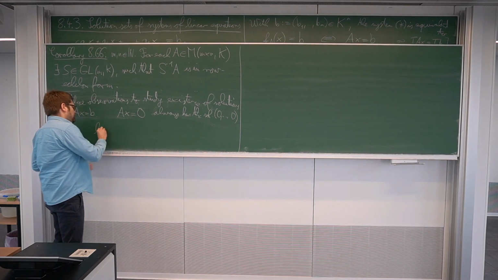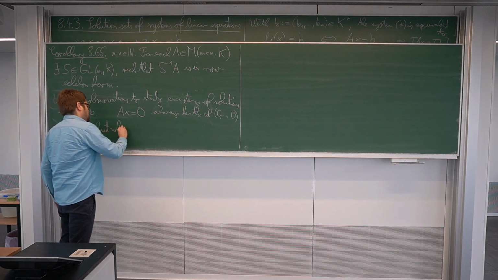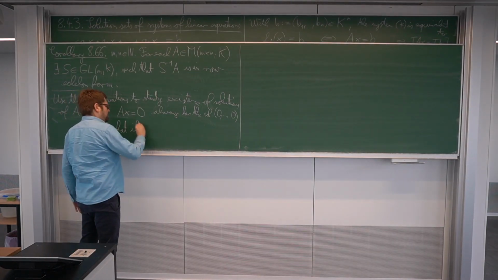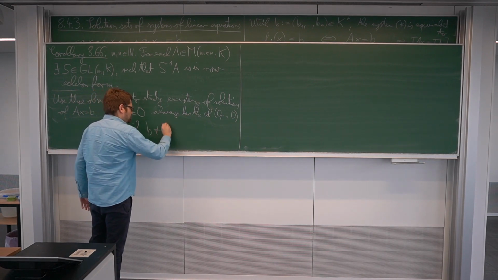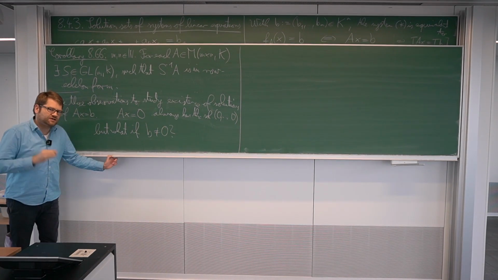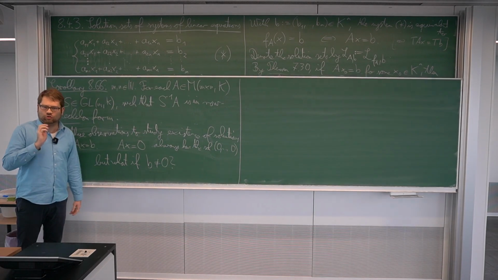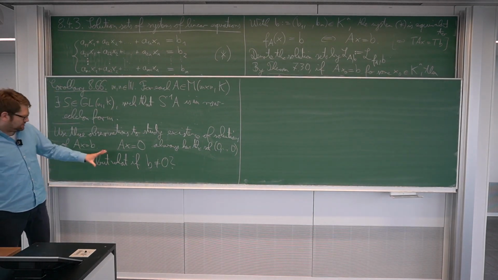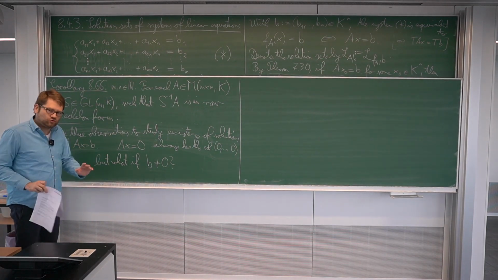But the question is, what happens if B is non-zero? Does this always have a solution? And in general, the answer is no. There are some linear systems which don't have any solutions at all.